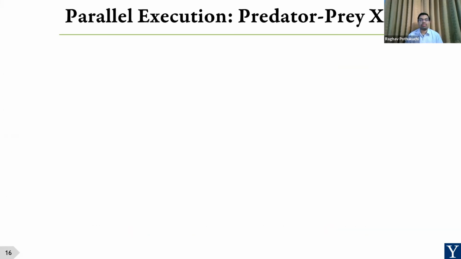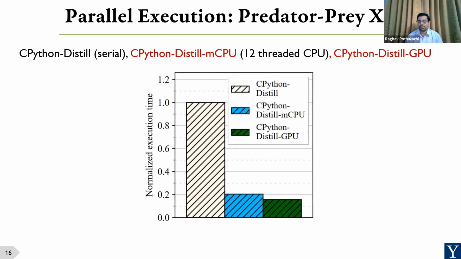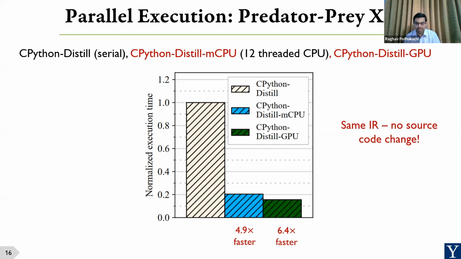Next, we consider the performance of parallel execution. Here, we take the predator-prey model and consider 2 new environments that target a multi-core CPU and a GPU respectively. The chart on the slide shows the execution times of these 2 new environments normalized to that of the optimized serial version. With a multi-core CPU, execution is 4.9 times faster, and with a GPU, execution is about 6.4 times faster. Note that the parallel and GPU execution use the same IR, requiring no source code change. The performance on GPU still has room for improvement because the models are memory bound, and we are currently investigating techniques to improve GPU performance.